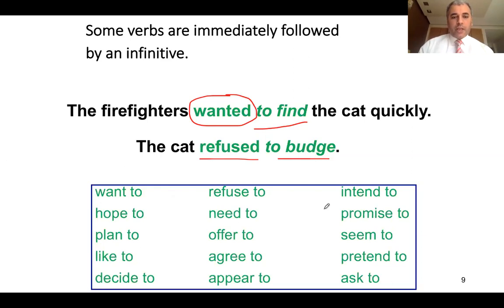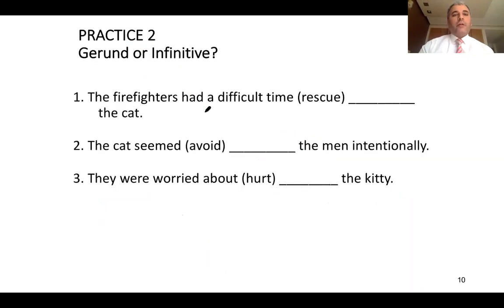Good. So, for example, here you have want to, hope to, plan to, like to. All of these are followed by an infinitive, okay? They are followed by an infinitive. Good. Now, please take some time to do this little exercise, gerund or infinitive.